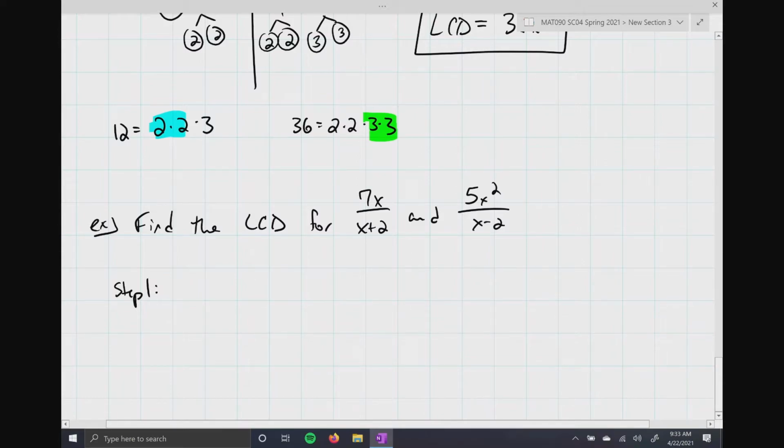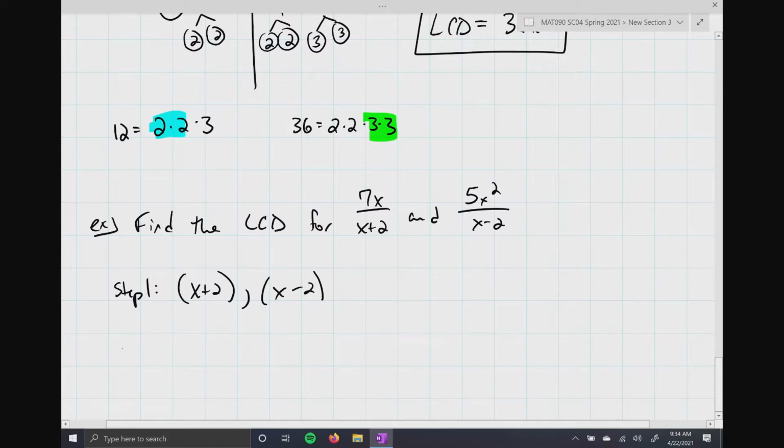So if I look at the first denominator, it's x plus 2. Is there a GCF? No. How many terms? 2. Are they squares or cubes? No. So it can't be factored. So x plus 2 is going to stay x plus 2. What about the second fraction? Well, the second fraction has a denominator of x minus 2. So that stays the same as well. So step 1 is done.